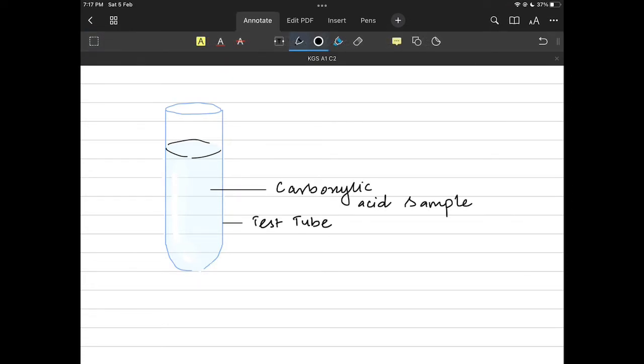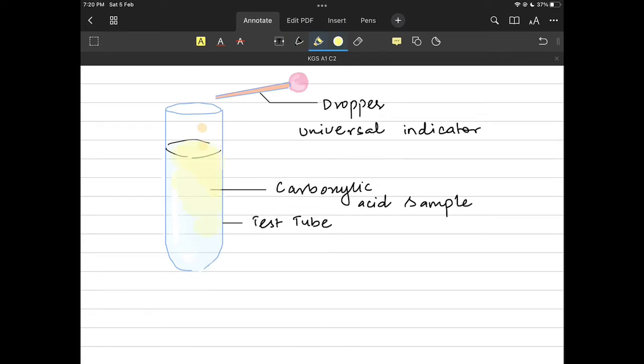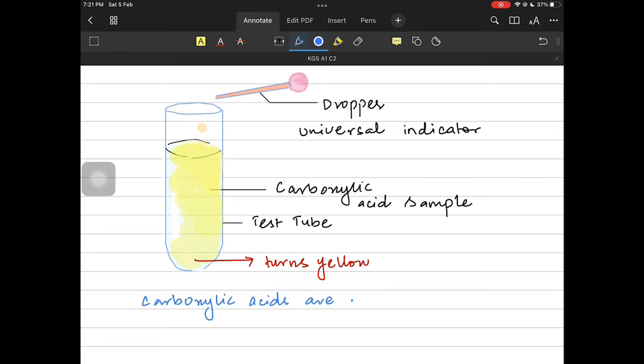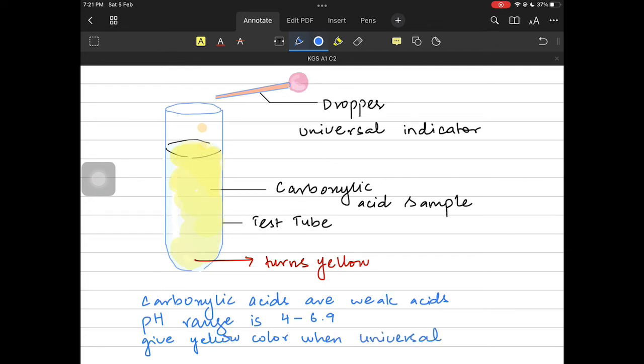So imagine you have a test tube which has the carboxylic acid sample, ethanoic, propanoic, whichever acid, and you take a dropper which has universal indicator in that. If you add few drops of that, the color gradually turns to yellow, and that indicates that the carboxylic acid sample was actually a weak acid. So that is a test for weak acid, guys. You add few drops of universal indicator, it turns yellow. Their pH range is from 4 to 6.9, and they give a yellow color when few drops of universal indicator are added.